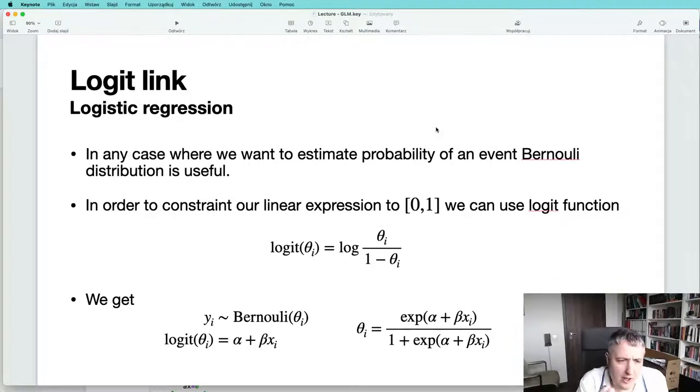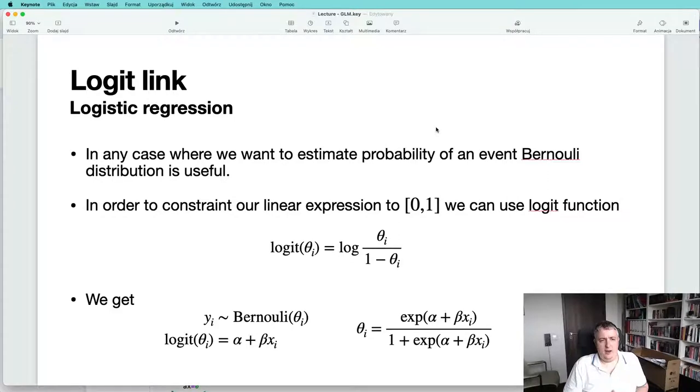The most famous one and most present in literature or in use is the logit link, which is used in so-called logistic regression. Because in various situations, we have a probability problem. We want to have an assignment, for example classification, or just predicting the value that we are interested in. So it will be either something will happen or not. To get that, we need a parameter from 0 to 1.